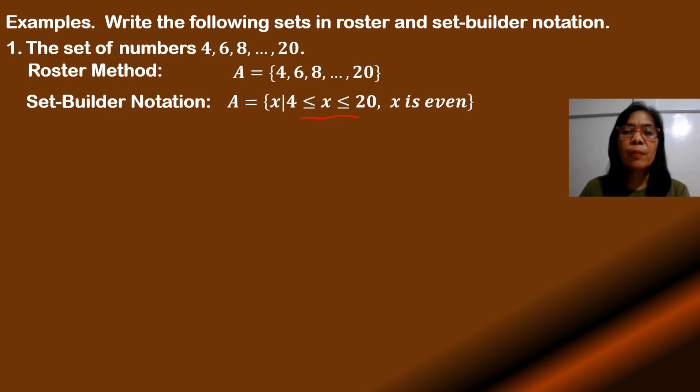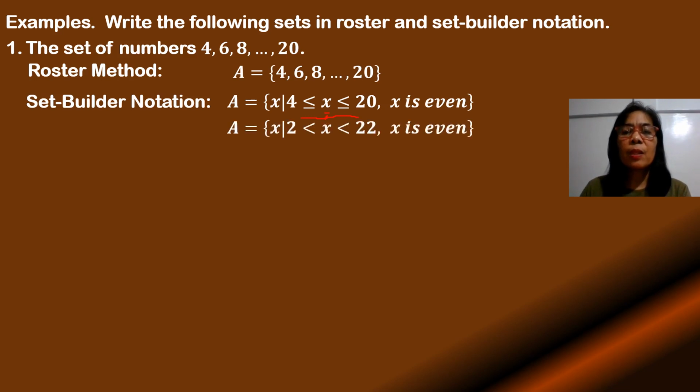So take note of this symbol. That means X can have value equal to 4 because 4 is equal to 4 but less than 20. X can also be equal to 6 because 6 is greater than 4 but less than 20. X can be equal to 10 because 10 is greater than 4 but less than 20. X can take a value of 16 because 16 is greater than 4 and less than 20. X can also be equal to 20 because 20 is greater than 4 but equal to 20. And each of those numbers is even.